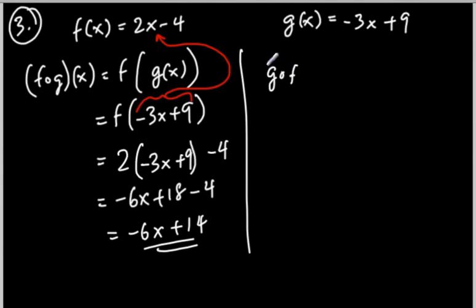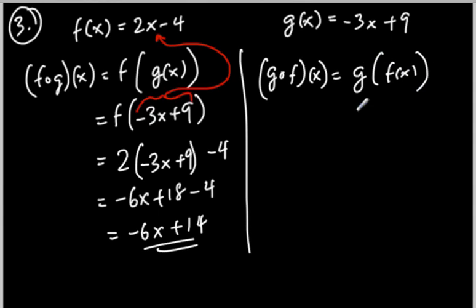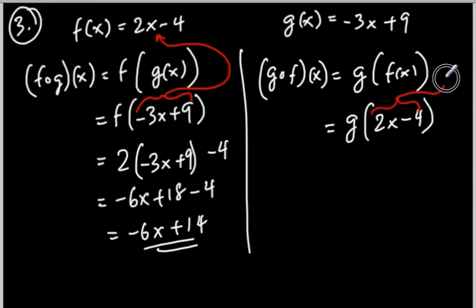Let's do the opposite. G of f of x. The argument of f of x is simply 2x minus 4, so g of 2x minus 4. You simply take this and you substitute it in right there.